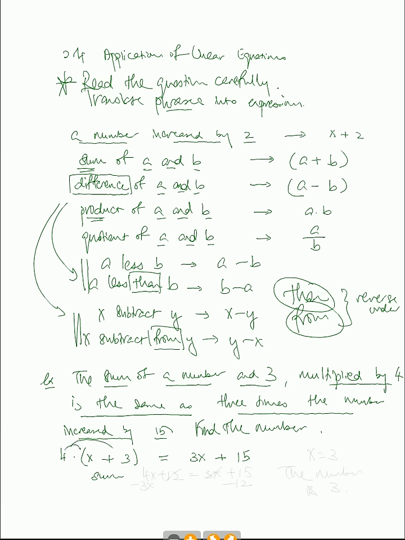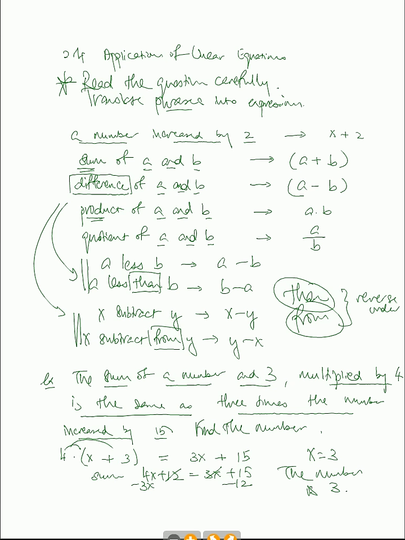Okay, so distribute that. So you end up with 4x plus 12 is equal to 3x plus 15. Bring the 3x over, bring the 12 over. So that tells you x is 3. So the number is 3. So at this point, I think solving-wise, all of you have no problem. What you're learning in 2.4, or in this section on applications of linear equations, is for you to translate from phrases into equations and then solve it and then answer the question.